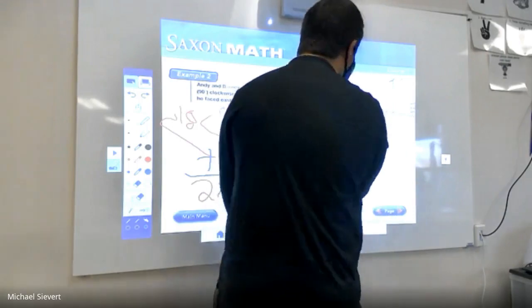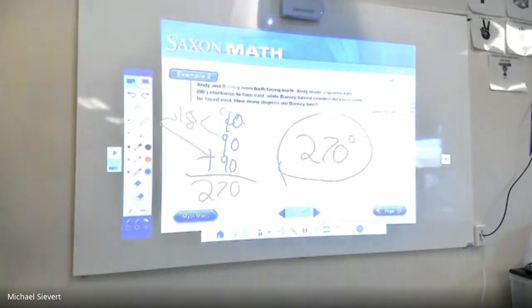Make sure, boys and girls, you have that symbol for degrees, or you write the word degrees. If you leave it blank and there's no label behind it, it is wrong.